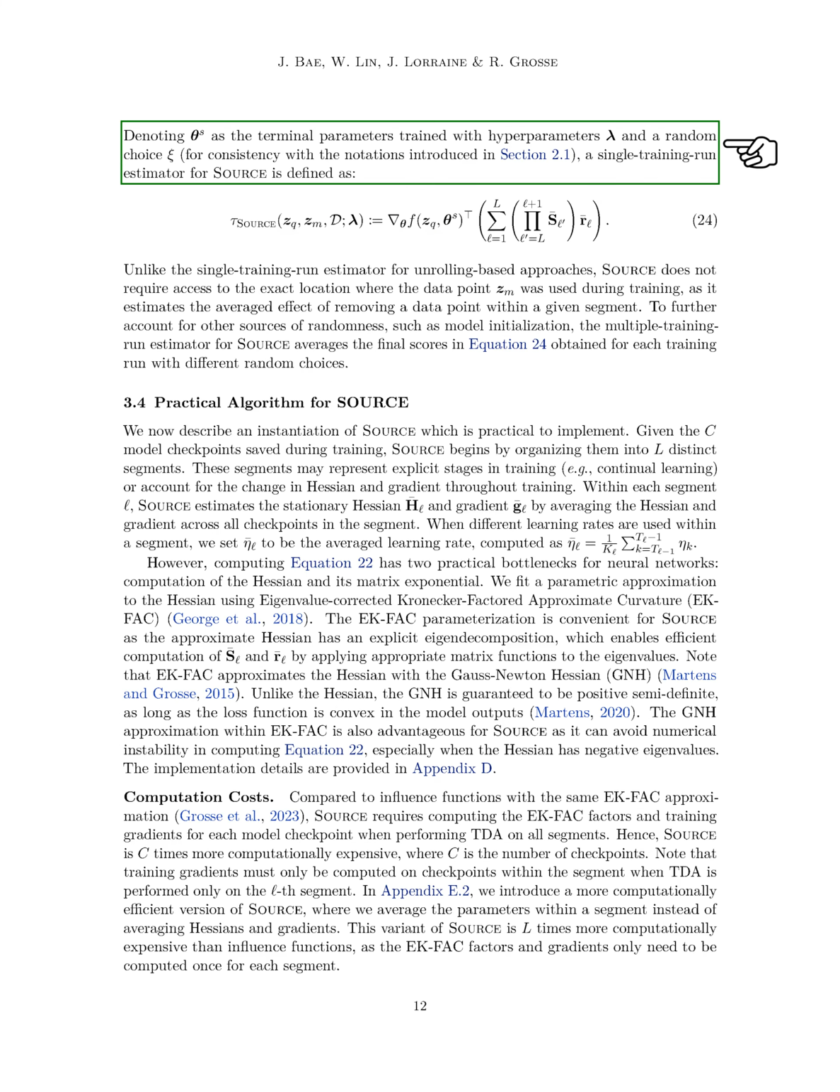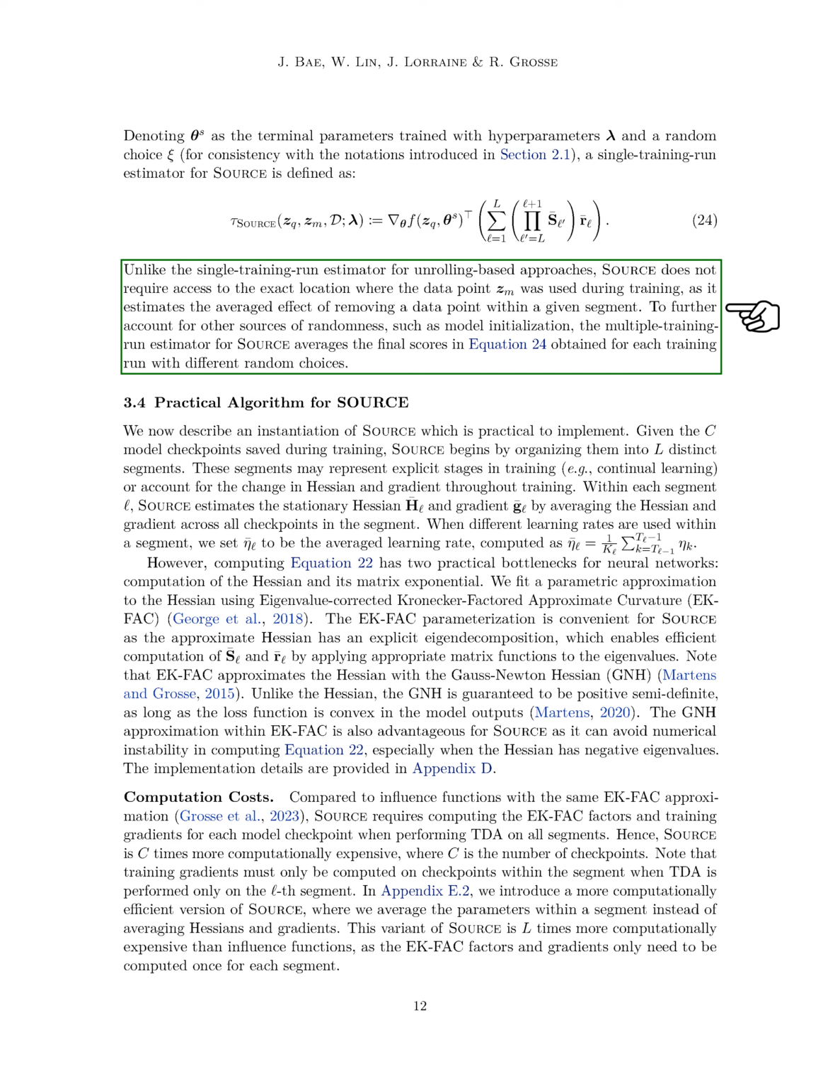To estimate the change in a measurable quantity when removing a training data point, we introduce a single training run estimator for SOURCE. This estimator does not require knowledge of the exact location where the data point was used during training, as it focuses on the overall effect within a segment. To address other sources of randomness, such as model initialization, we propose a multiple training run estimator that averages results from different training runs. Next, we outline a practical algorithm for implementing SOURCE.